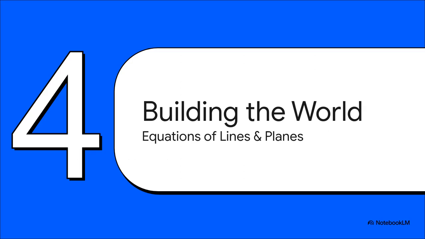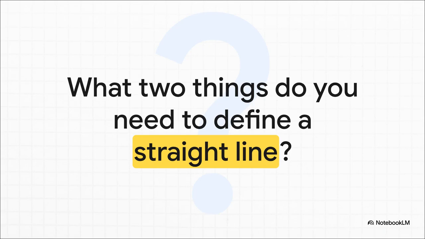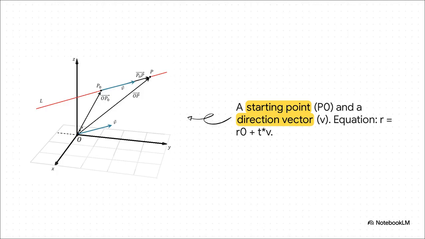Let's actually put it to work and start building our world, starting with the most basic things we can make: lines and planes. So let me ask you a question. Think about it. If you had to define a perfectly straight, infinite line just floating in space, what are the two essential bits of info you'd need to lock it down? The answer is actually way simpler than you might think.